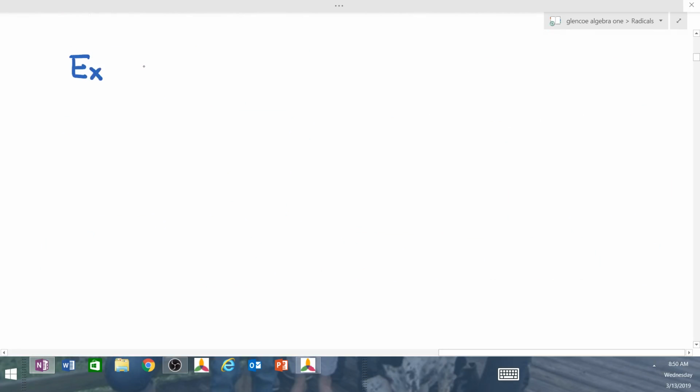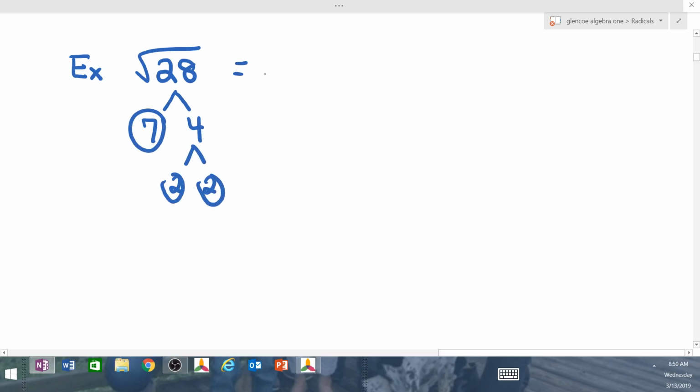Example: let's simplify radical 28. The name of the game is that we cannot leave any perfect squares underneath the radical sign. So let's prime factor it. Who can prime factor 28 for me? It breaks down to 7 and 4. 7 is prime. 4 breaks down to 2 and 2. So this would break down to 2 times 2 times 7.